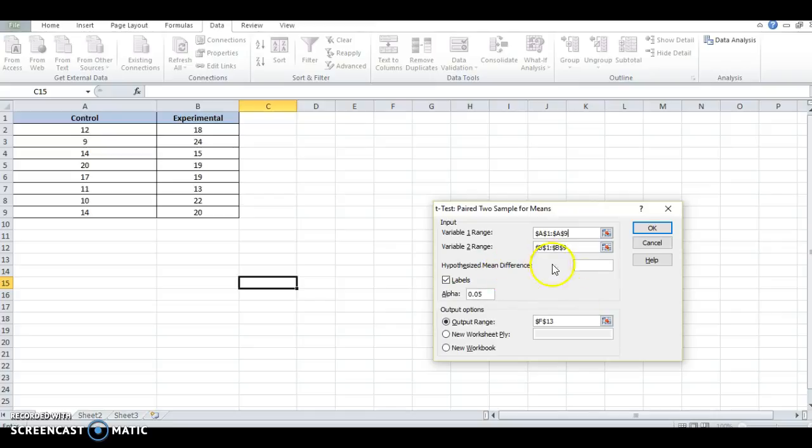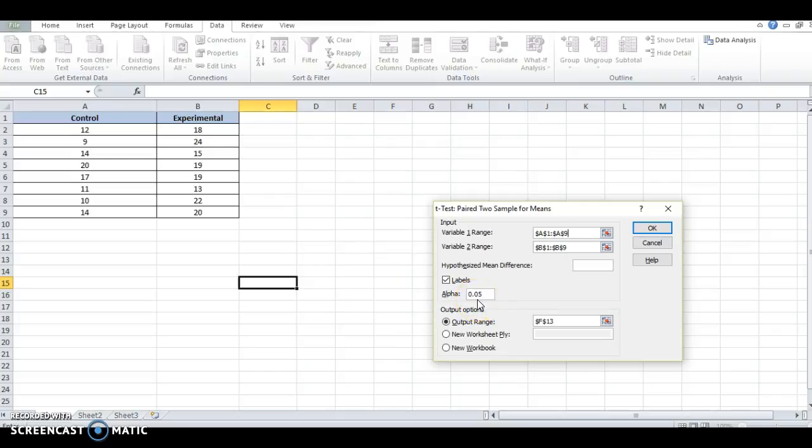Hypothesized mean difference, we don't want to do that right now. What we want to know is, are they just merely different? Sometimes you could test whether one is greater than or less than the other, but we just want to see if they're merely different right now, for the sake of simplicity. So we have alpha equals 0.05.